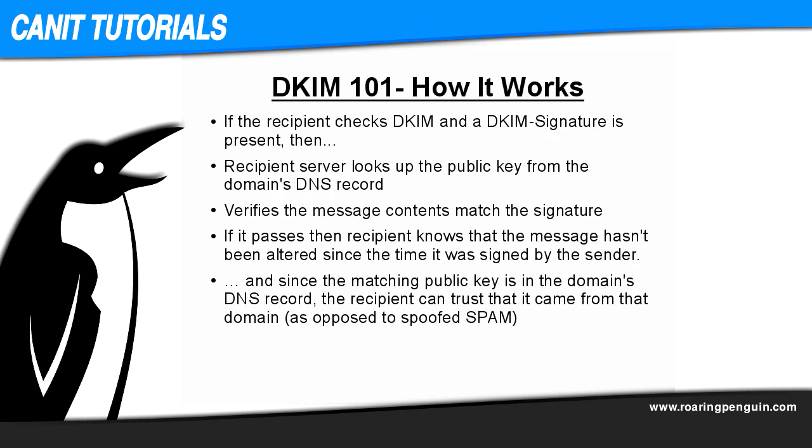At the recipient's end, a DKIM signature is only useful if they check DKIM. If the incoming email has a DKIM signature, then the recipient server looks up the public key from the sender domain's DNS record. This key is used to verify that the message contents match the DKIM signature. If it passes, then the recipient knows that the message it received is not altered from what was sent. Since the public key came from the domain's DNS record, the recipient can trust that the message really did come from that domain, as opposed to it being a spam where the sender address is spoofed.